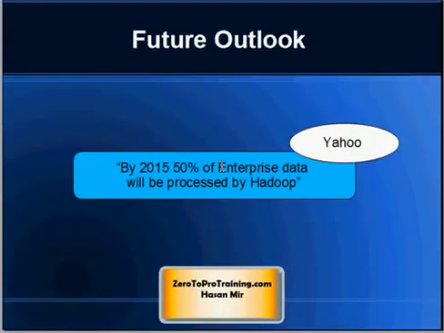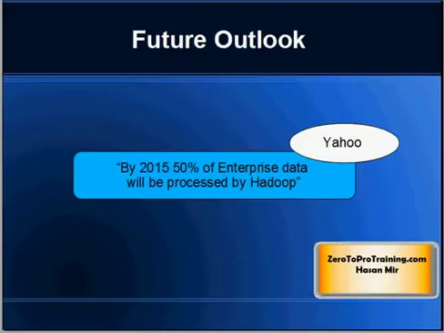So how does the future look for Hadoop? This is what Yahoo says. By 2015, 50% of all enterprise data will be processed by Hadoop, and this is clearly because of the limitation of the enterprise model, where no matter how big the computer is, it will have limitations when it comes to big data, because the size of the data will come to a point where that computer will not have enough power to deal with that size. The keyword is scalability. That is what is required.